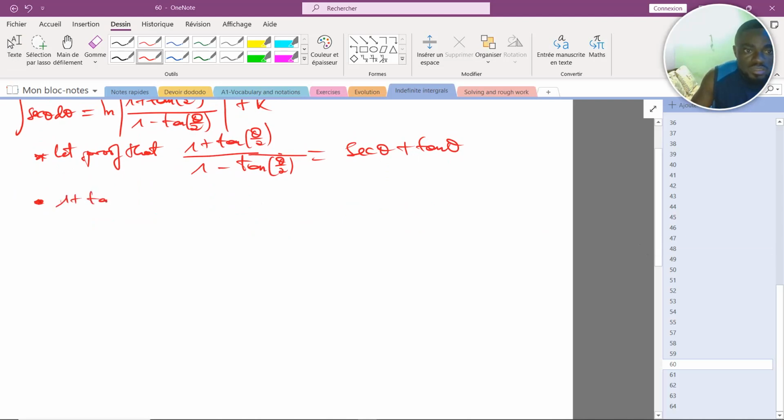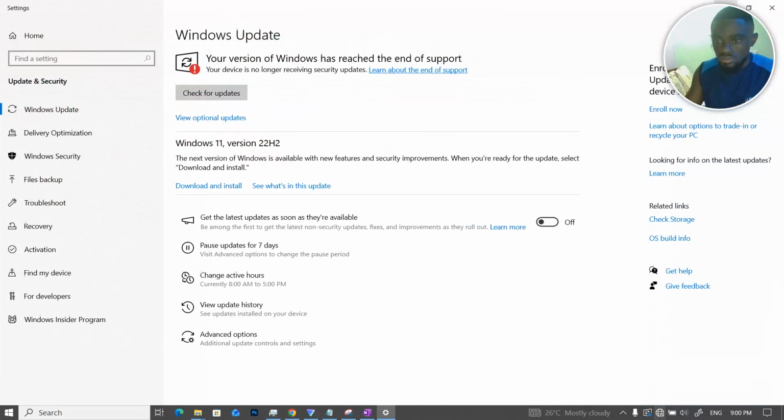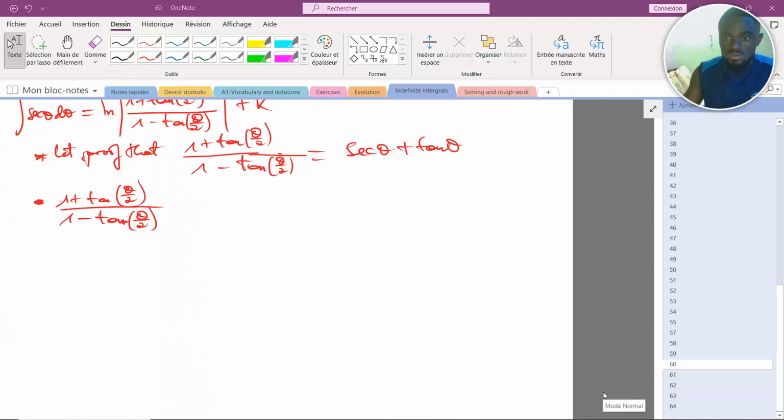1 plus tan theta on 2. This is like a trigonometric proof. Whenever you are asked to do a trigonometric proof, always try to write everything in terms of sine and cos. That's the first thing you should always do.